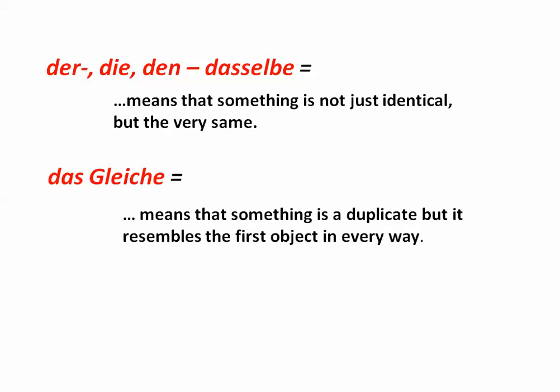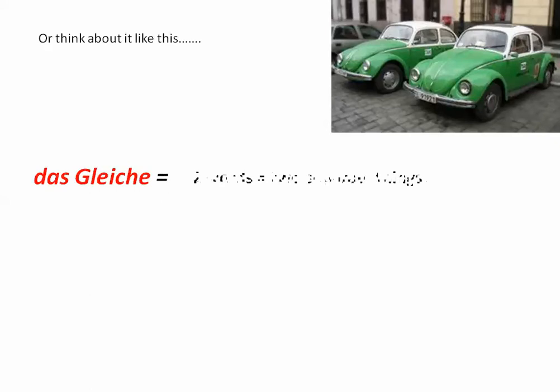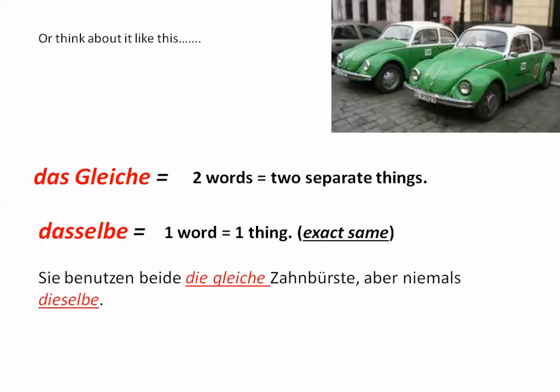Whereas Gleiche means something that is a duplicate and may resemble the first object in every way, but it's not the same exact object. So, for example, think about it like this. Das Gleiche are two words that means two separate things that look identical, but it's not the exact same thing. Whereas dasselbe is one word and one thing, meaning it is the exact same thing. For example, you can use them in the sentence: Sie benutzen beide die gleiche Zahnbürste, aber niemals dieselbe. So this means they both use the same kind of brush, but never the exact same brush.